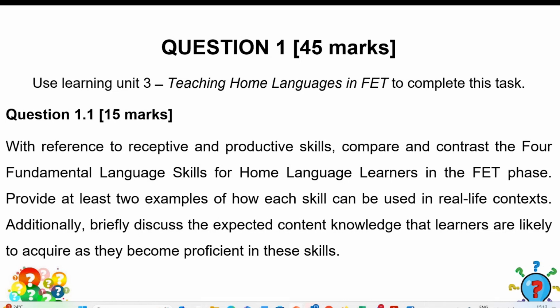Please don't stop reading there. The question goes on to say, please give at least 2 examples of how each skill can be used in real-life contexts, and to briefly discuss the expected content knowledge that learners are likely to acquire as they become proficient in these skills. If you've been reading tutorial letter 501, you will realize that the information required is written in that tutorial 501. It's accessible there.